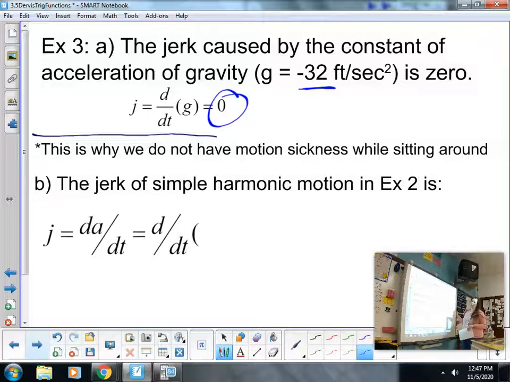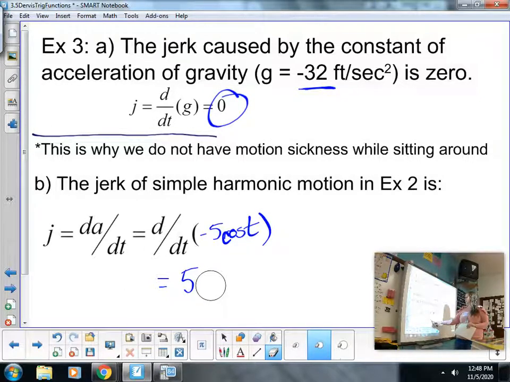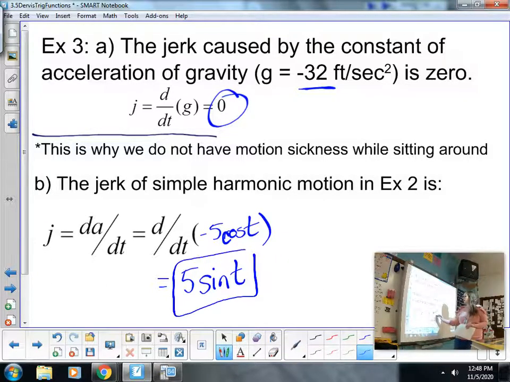Now, part B, find the jerk of the simple harmonic motion. If you recall, the acceleration that we found there was negative 5 cosine of t. And so if you're going to find the derivative of that, remember the derivative of cosine is negative sine, times the negative 5 that we have. So my jerk of the example that we had for number 2 is 5 sine t.